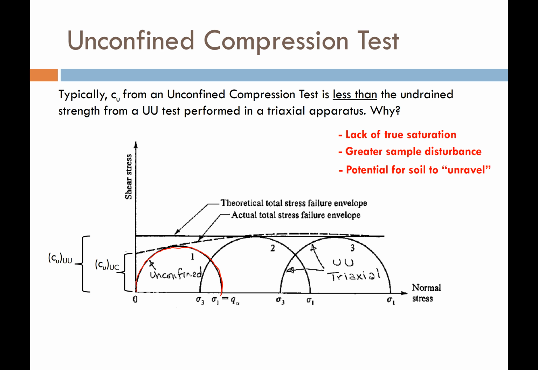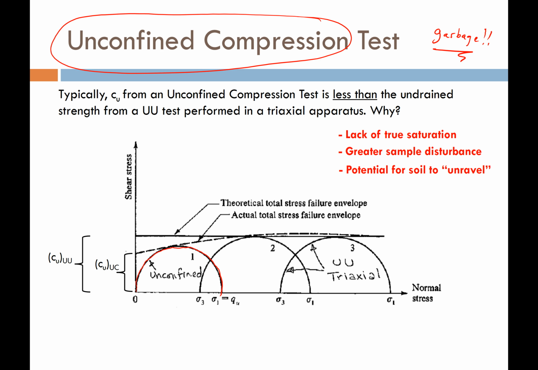So my final opinion of the unconfined compression test is that it's garbage. I do not like the unconfined compression test at all, and I am frankly surprised that it gives us anything even remotely close to good data. If I want to get the unconsolidated undrained shear strength of the soil, I would rather recommend a UU triaxial test to obtain that.